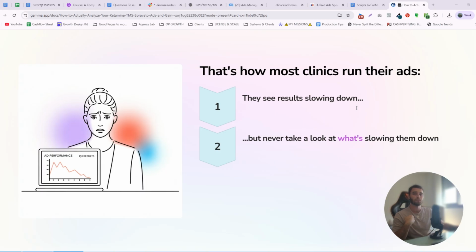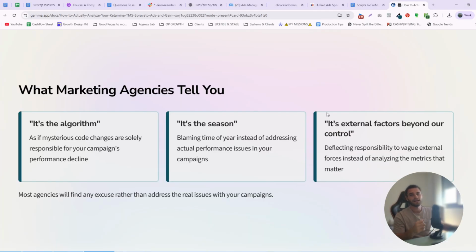Most clinics look at their ads, they see that results are slowing down, but they're not stopping for a second to understand what's exactly slowing them down, because there are patterns and there are things that make them slow down. The problem is that most marketing agencies are not going to take responsibility. They're going to blame external factors to keep you guessing, saying, oh, it's the algorithm or it's the season, or there's some sort of external factor beyond their control that prevents them from getting your results. And when there's an external factor, that means it's not their fault, which means you need to keep running with them because there's nothing they can do, right?